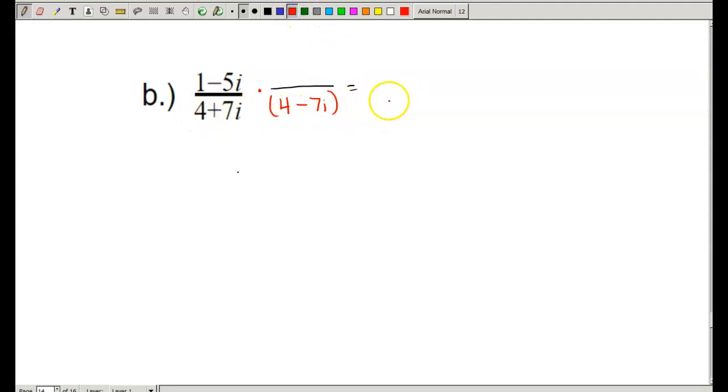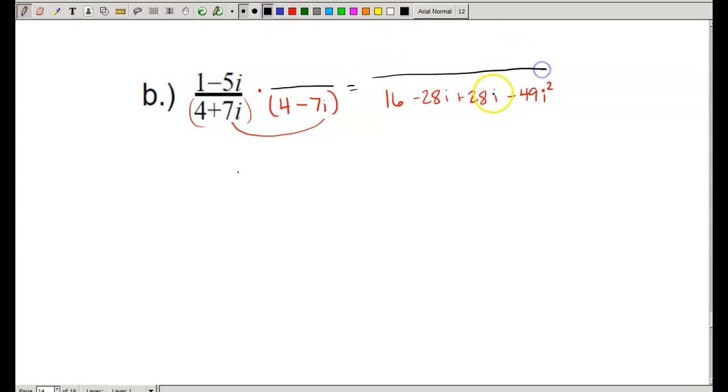This will be 4 times 4, which is 16. And then we're going to have minus 28i and then plus 28i, as I multiply those terms together. And then the last term I'm going to have is 7i times negative 7i, which is negative 49, or minus 49i squared. Okay, so the same thing happens in the other problem where these 28s are going to go away. And I'm going to have 16 minus 49i squared.